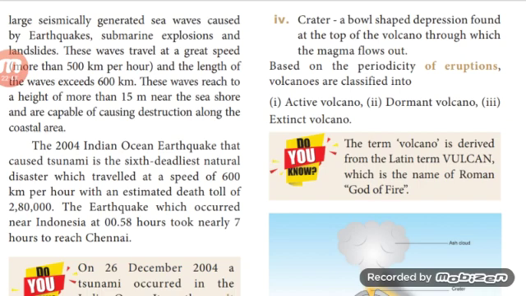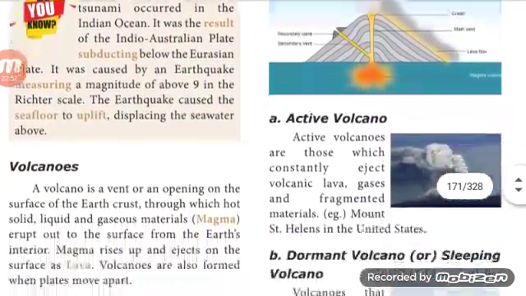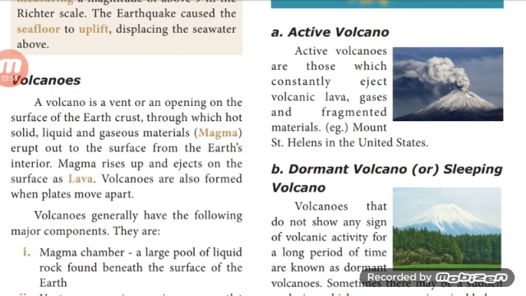They are active volcano, dormant or sleeping volcano, and extinct volcano. First, let us study in detail about the active volcano. You can understand from the term, it is always active. So this may erupt constantly, leaving out the lava, gases and fragmented materials. Example, Mount St. Helens in US. That is, it may erupt at any time.